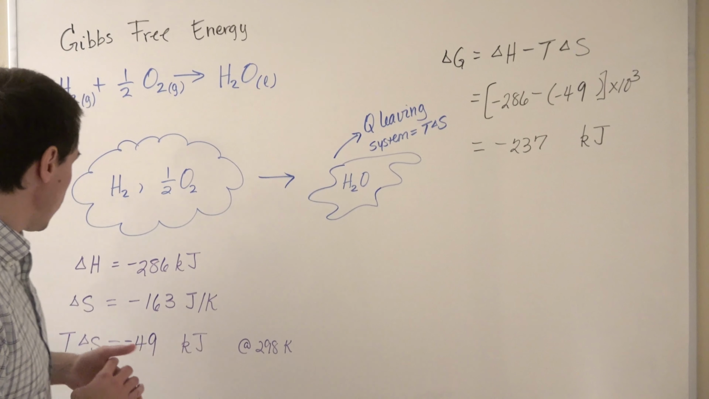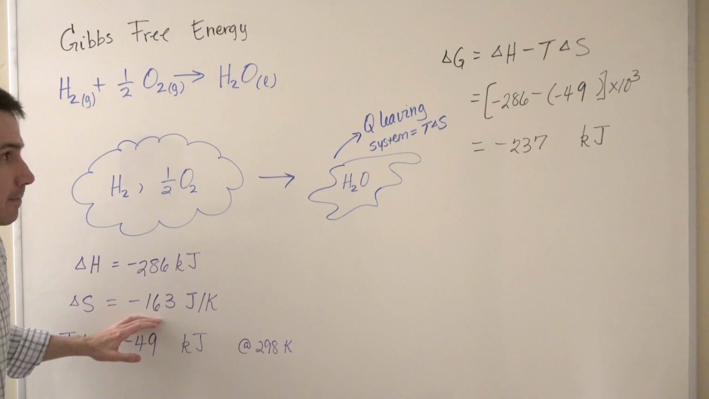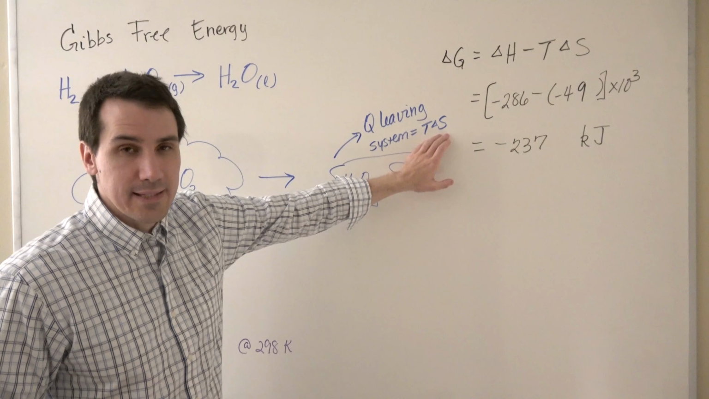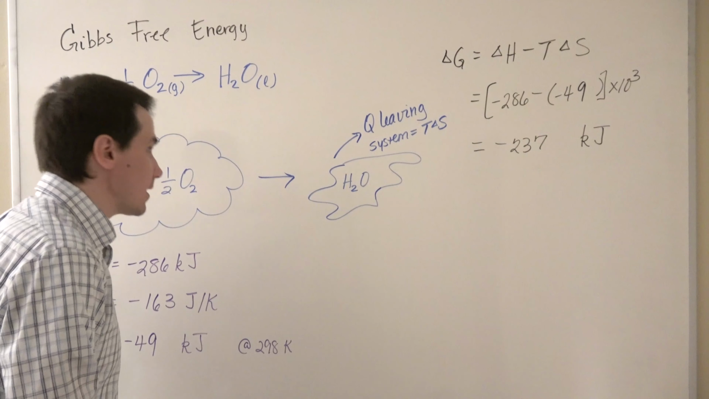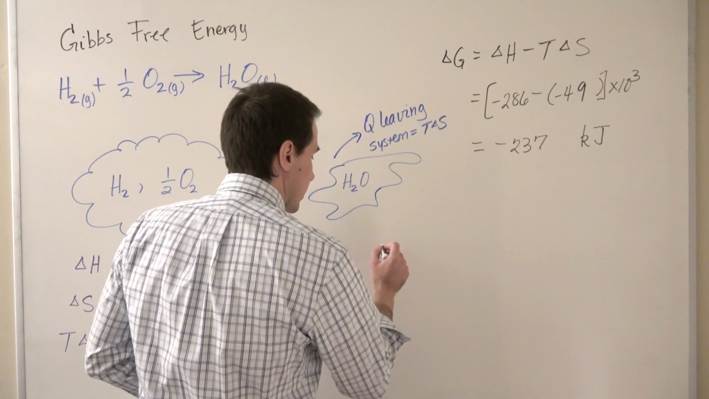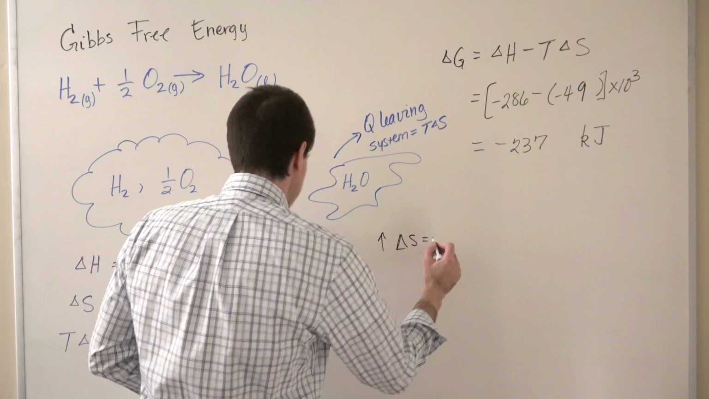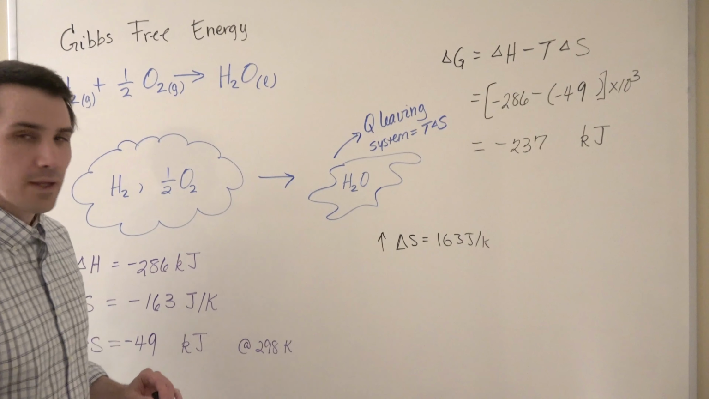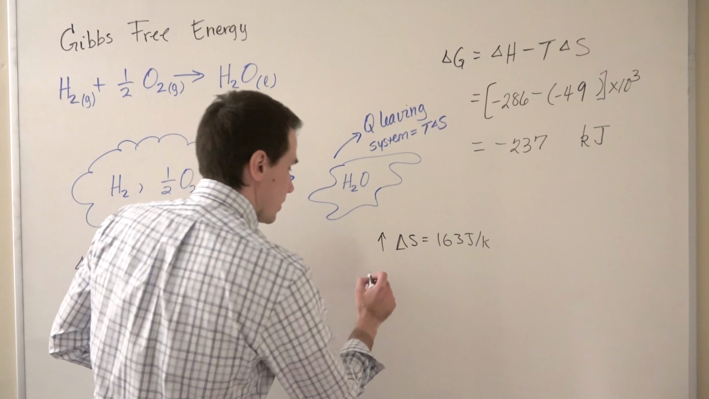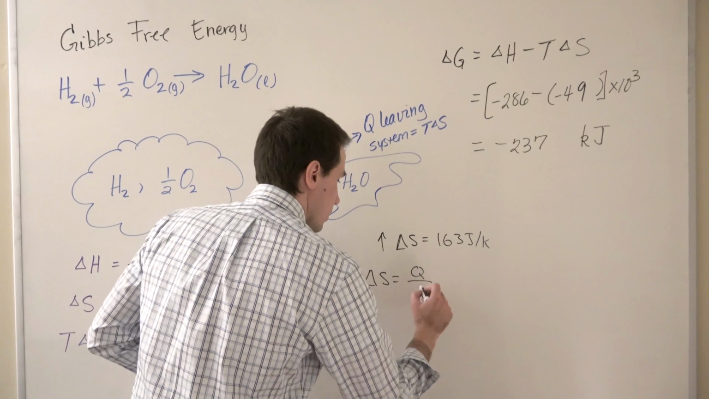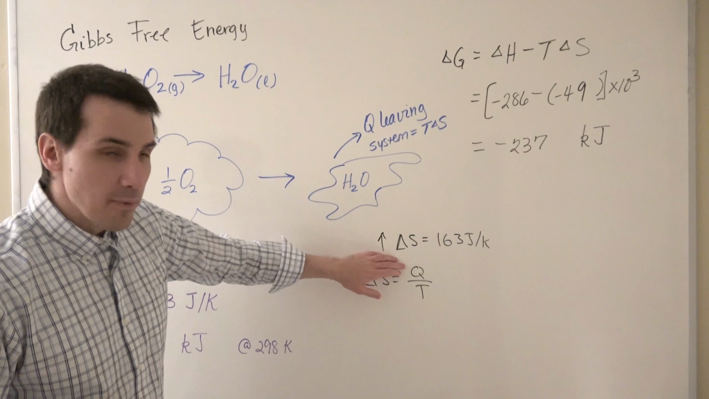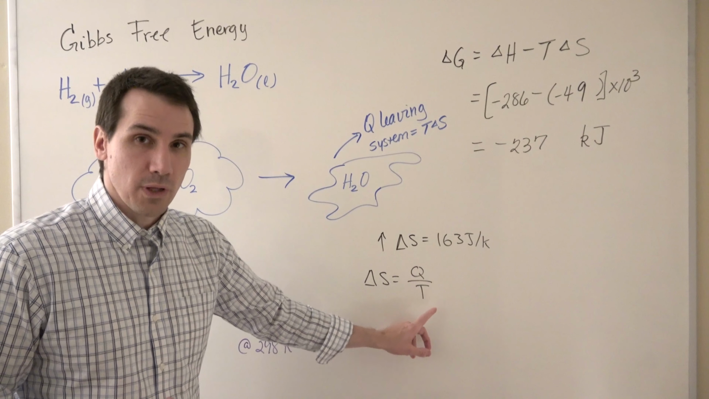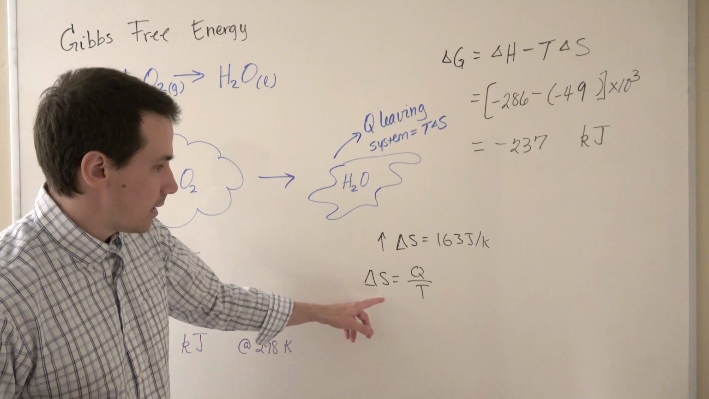Well, we need to make up for this amount of lost entropy. And so what we can do is we can dump T times delta S into the environment, right? So the idea is that we need the environment to have an increase of entropy of delta S equals 163 joules per Kelvin, right? If we want to do that, we need to dump some amount of heat into the environment. How do we find out how much? Well, we just use our handy relationship between delta S and heat.